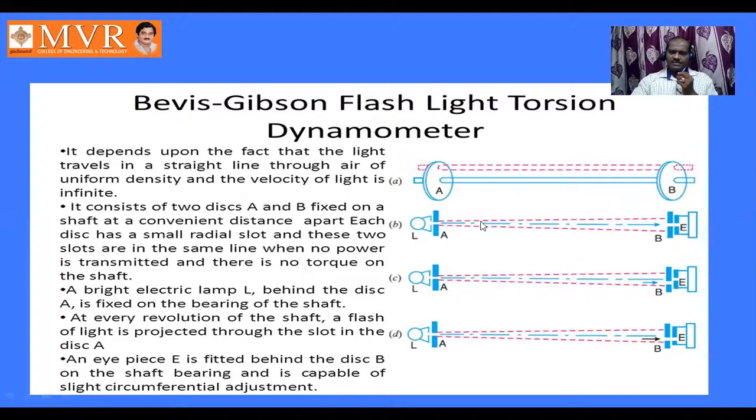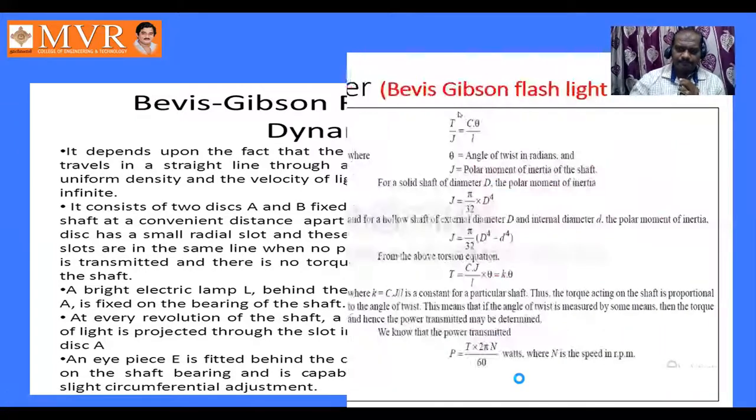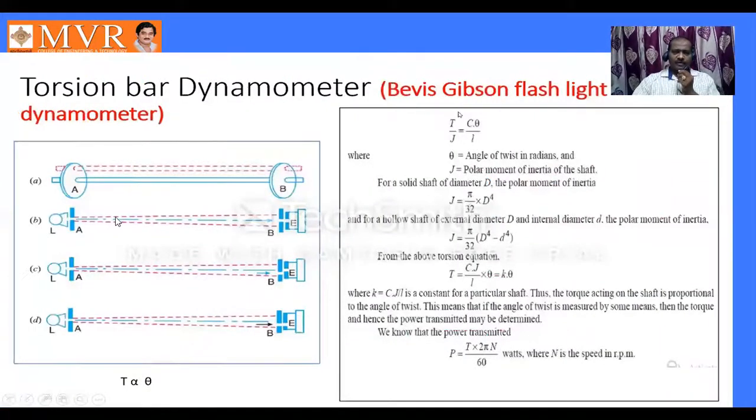The lamp always shines. At every point the slot reaches here, through that slot a light is going to pass and is caught here. So the deviation in A and B position we are going to measure, and thereby the angle can be measured. For better understanding, I have kept these two slides side by side.